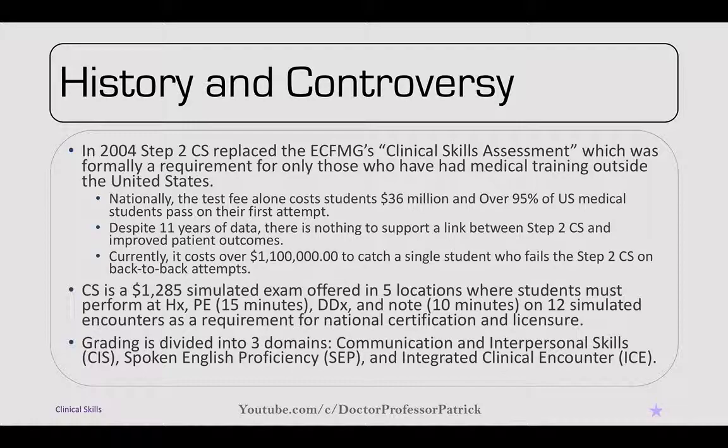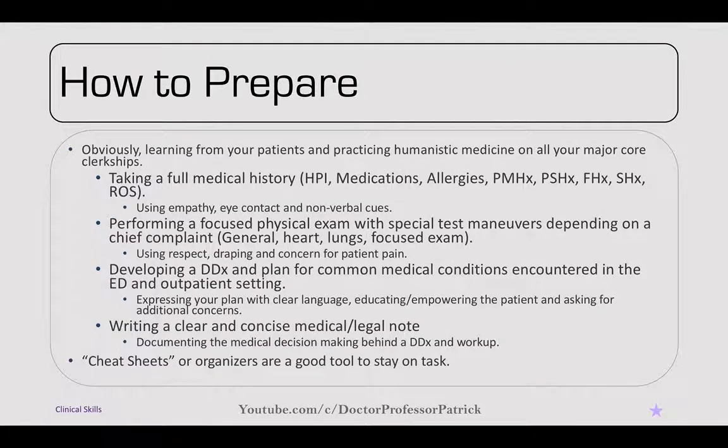And then lastly is the Integrated Clinical Encounter, or ICE score. And this is mainly on your documentation, being that you document clearly and accurately what's going on using medical knowledge, and showing that you used clear medical decision making within your note to form that differential diagnosis and plan.